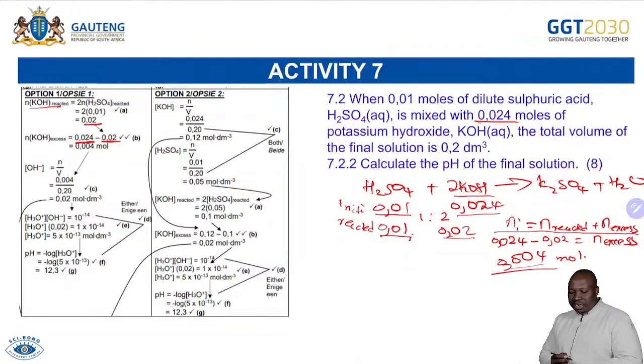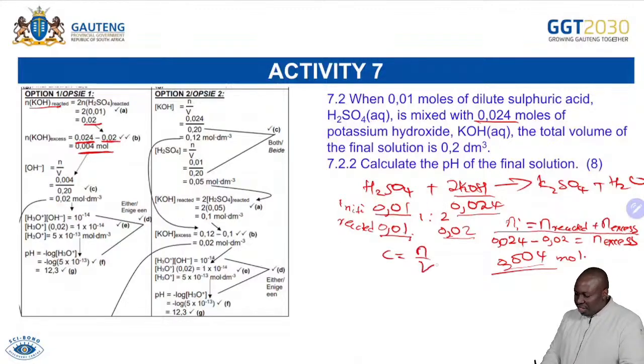And then now that you have this 0.004, which is the number of moles of potassium hydroxide, you can now calculate the concentration of the base. The concentration of the base is always C equals n over V, which is now the number of moles, 0.004, and you divide it by the volume. The volume was given as 0.2. So immediately when you divide that by 0.2, you're going to get your answer, which is 0.02 moles per cubic decimeter. And the pH, we want to calculate the pH.